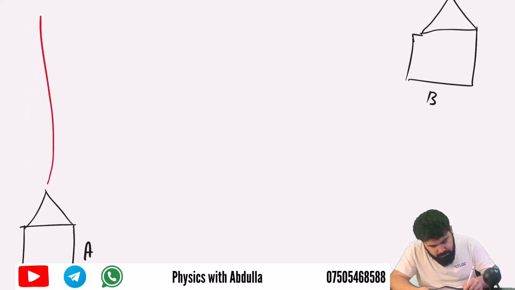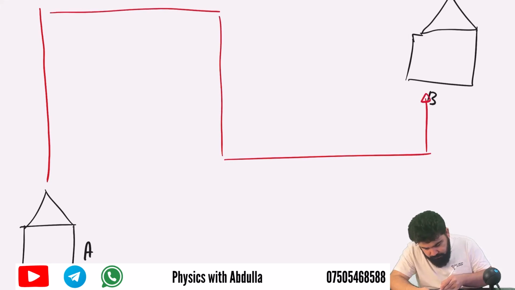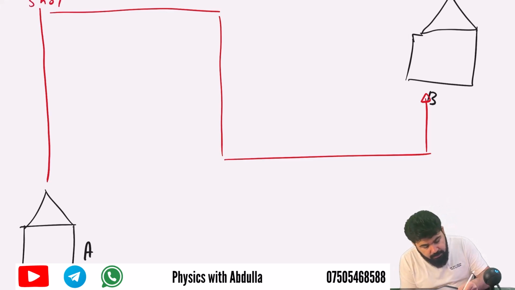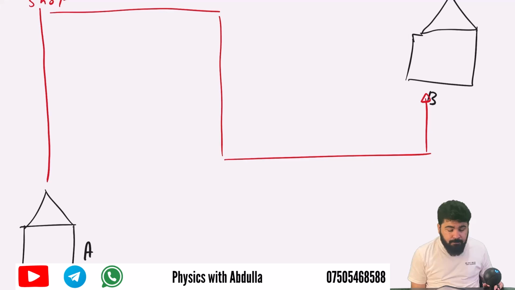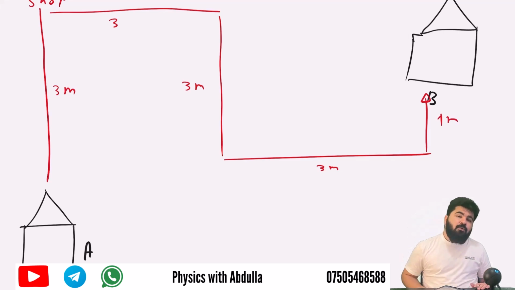So let's say this is 1, 2, 3, 4, and 5. And you reach the friend's house. Here, let's say this is the shop, the distance from your house to the shop. So let's say this is 3 meters. Then here you also covered 3 meters. Here also 3 meters. Here 3 meters. And here 1 meter. Okay, what is that?